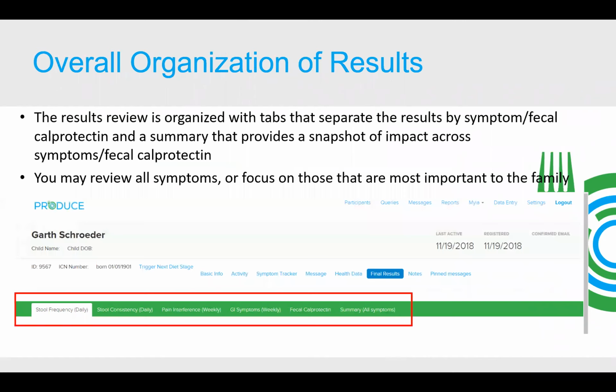So now let's talk about the overall organization of the results in the platform. The results review is organized with tabs that separate the results by symptom and then fecal calprotectin. And then there's a summary that provides a snapshot of the impact across symptoms. As you can see, there's tabs for each symptom here, and then a tab for the summary of all symptoms. When you're reviewing the results with the patient, you can review all symptoms, or you could just focus on those that are most important to the family. If the child wasn't really having problems with stool frequency, maybe you don't want to review that, or if they didn't have a lot of problems with pain and they were having more problems with their composite GI symptoms, you'll want to look at that.